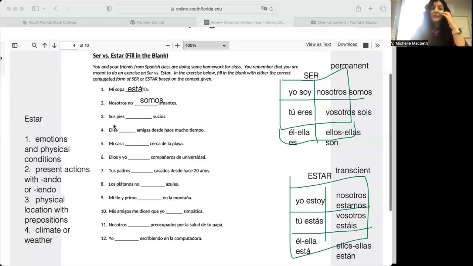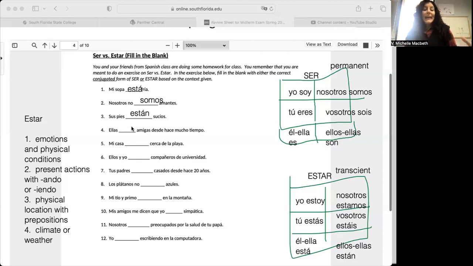Okay, let's keep going. Tus pies sucios. If I'm saying sucios, I'm saying dirty. So is that an emotional or a physical condition? Yes, it is. Because what happens if I wash those feet? Now they're clean, right? So I'm going to use estar. Están, ¿no? Tus pies están sucios.